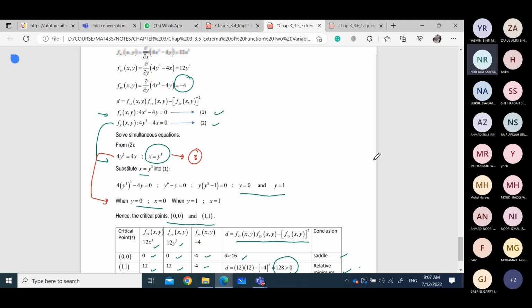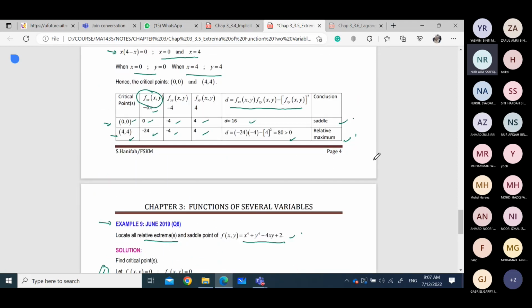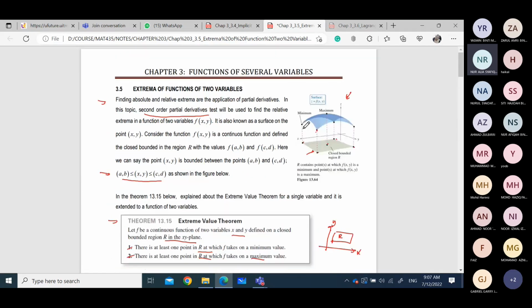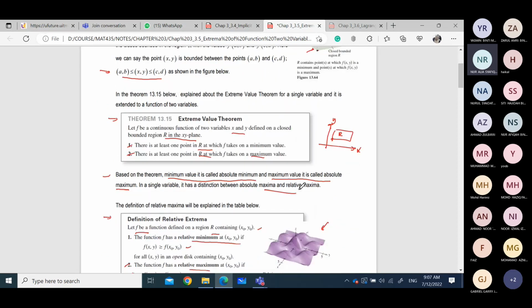So let's recap what we have discussed about extrema. In extrema, we have two situations. Relative extrema: we have two situations, whether it is a relative minimum or maximum. And we have the other one, which is the saddle point. So at a saddle point, there is no maximum or minimum.